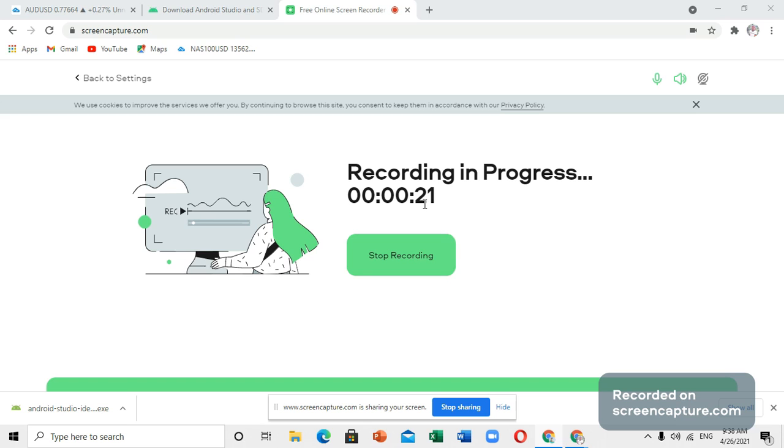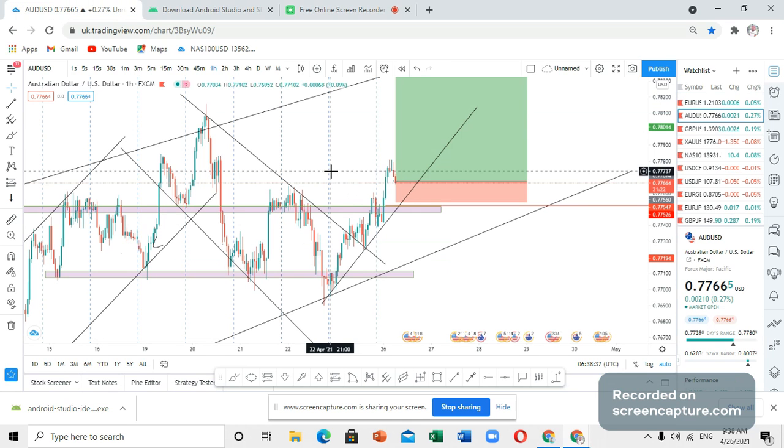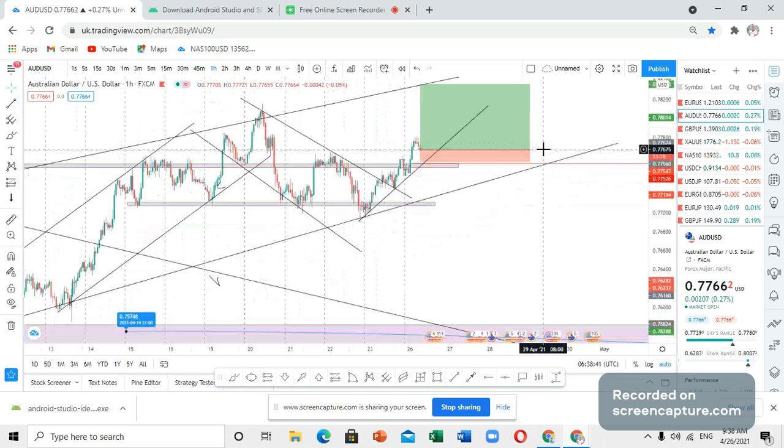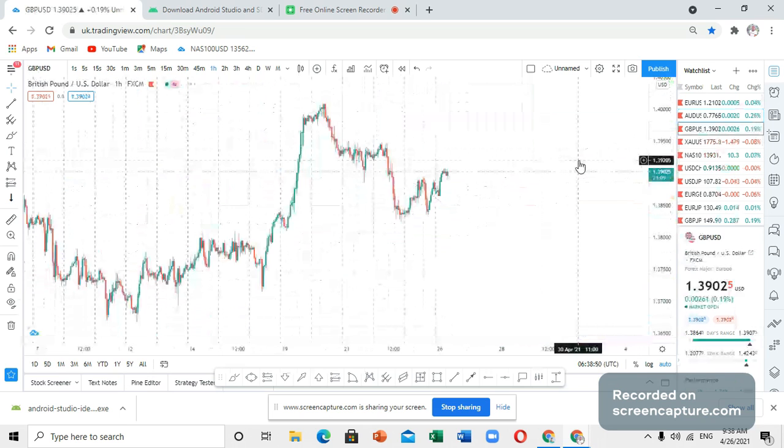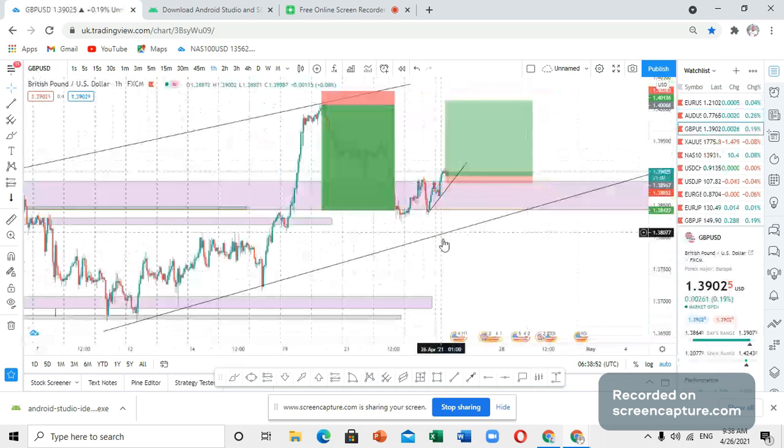With no further ado, I'd just like us to press on into the charts and see what the charts have to say. So, let's start my analysis with GBP USD.